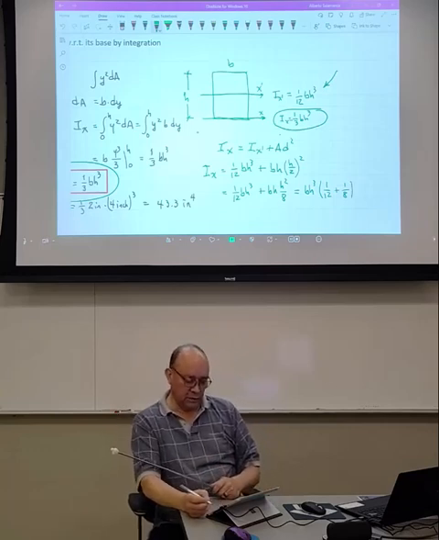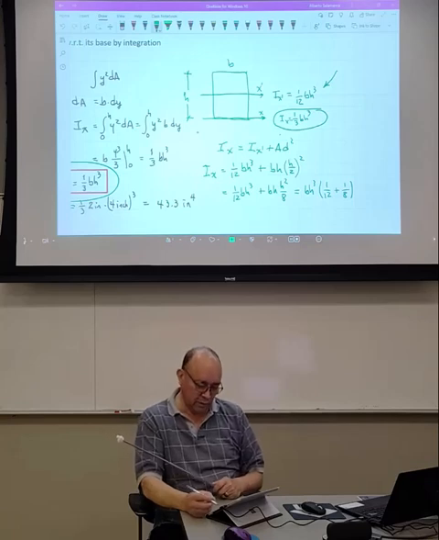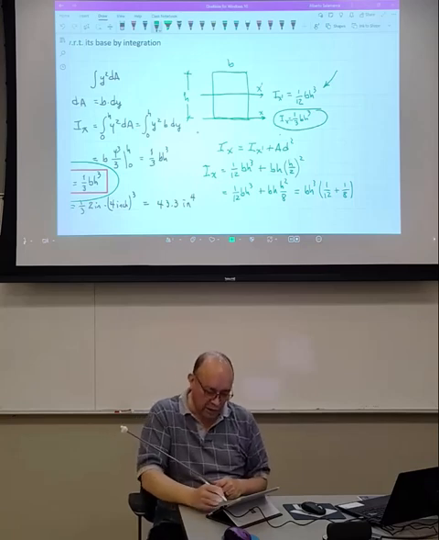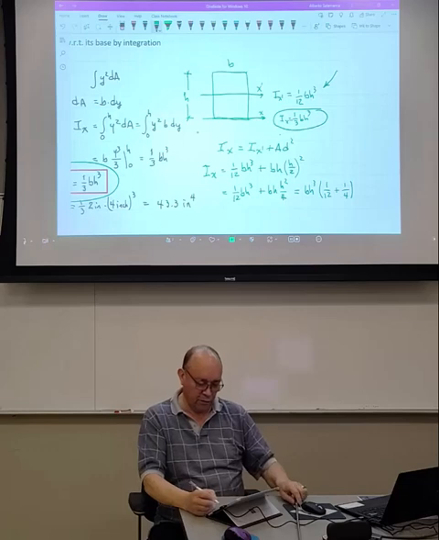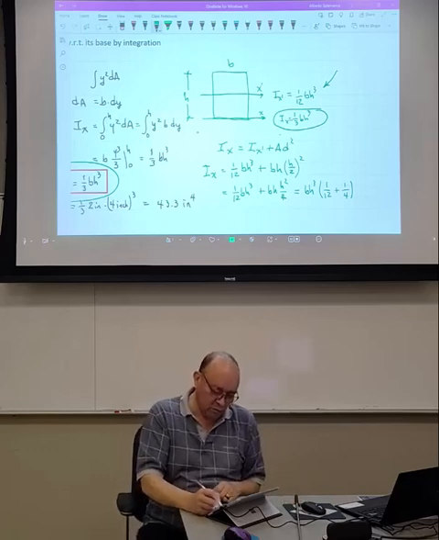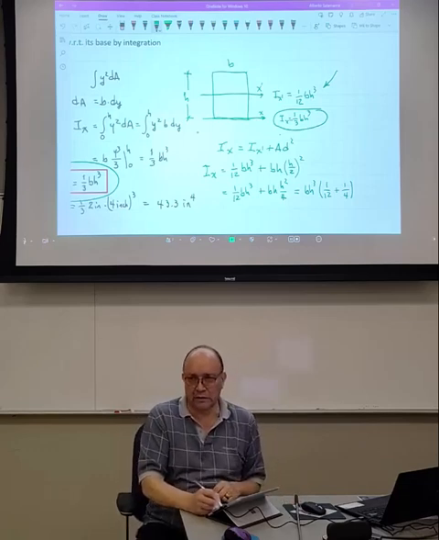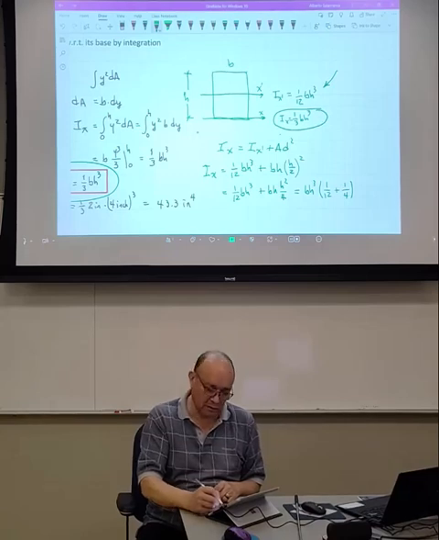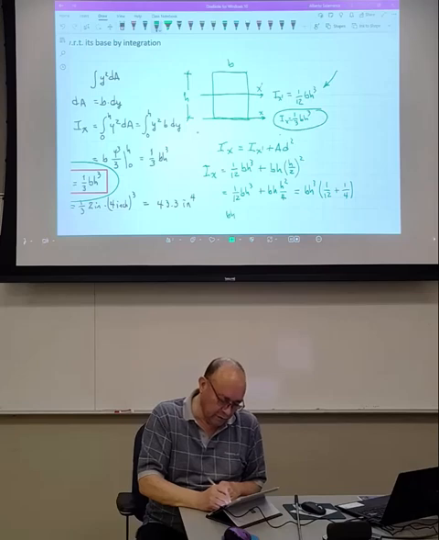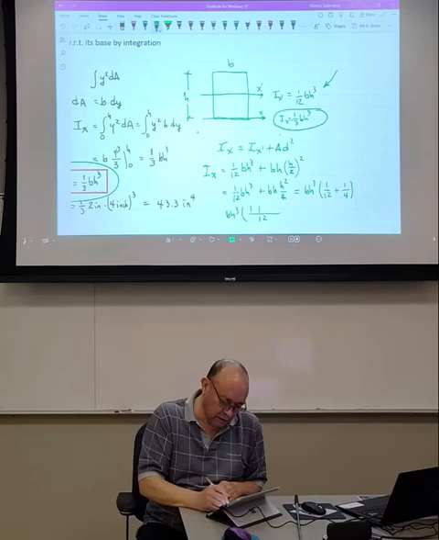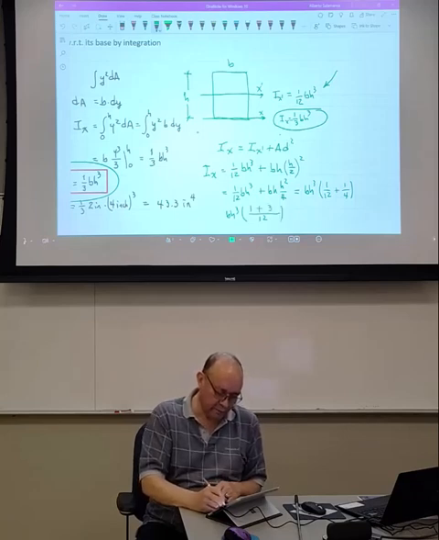Why is it 1/8? Isn't 2 squared 4? Oh, yeah, 4. So what do we get here? 1/4 is the same as 3/12, right? So this is BH cubed, and this will be 12, 1 plus 3, right?